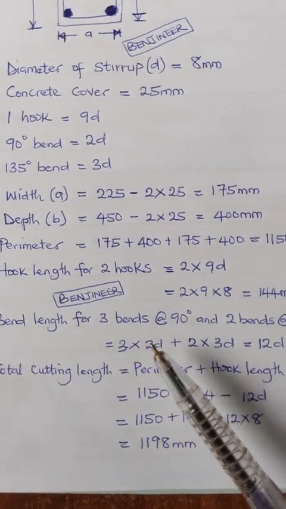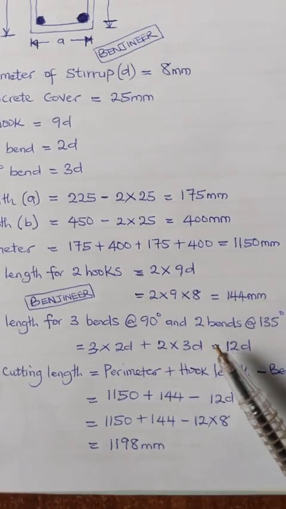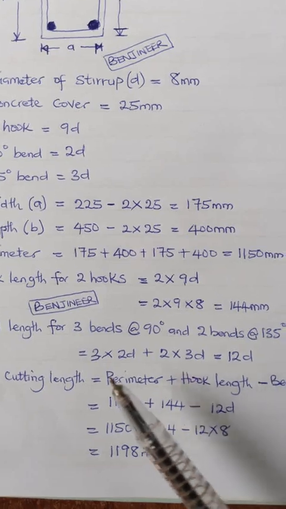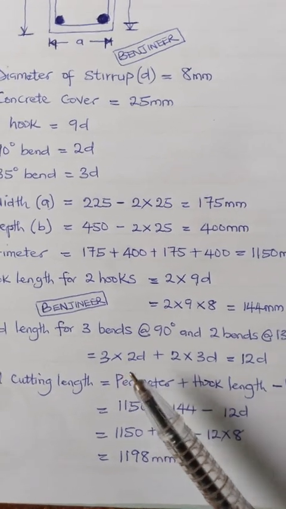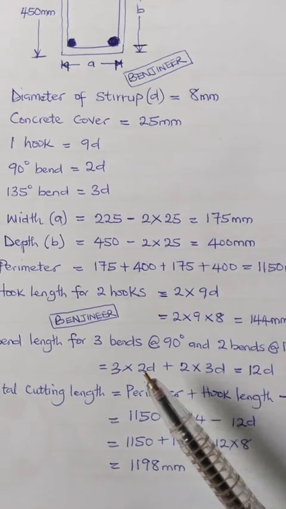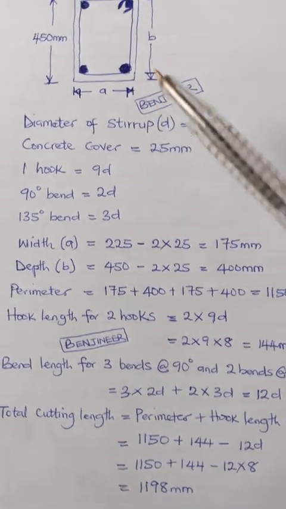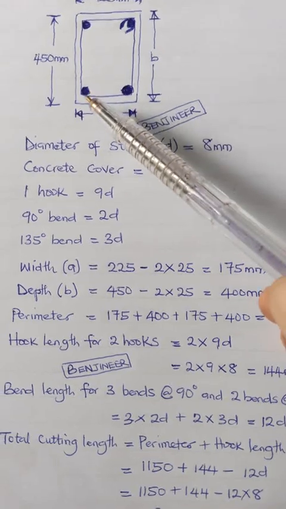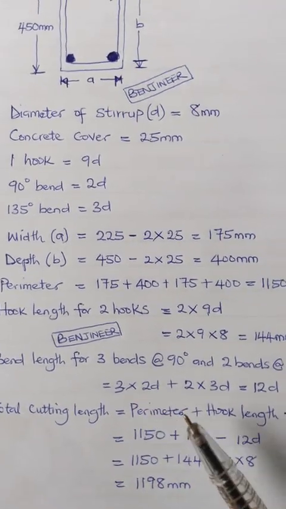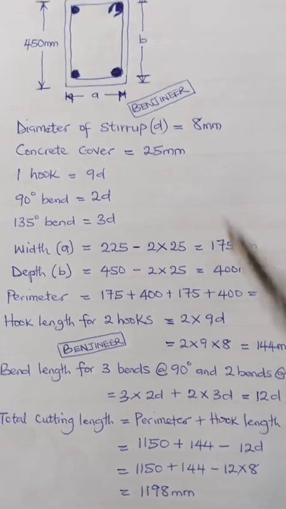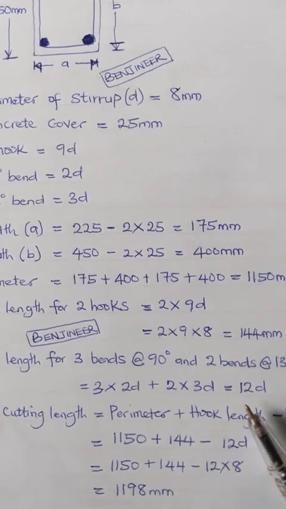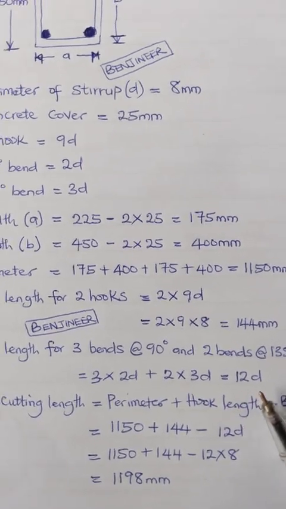Then the bend length for 3 bends at 90 degrees and 2 bends at 135 degrees, as I've explained earlier. So we have 3 multiplied by 2D, which is 2D for 90 degrees bend. We have 3 of it: one here, one here, one here. So that is why we're multiplying by 3. Then by 2, we have 2 bends here of 135 degrees. So that will give us 12D.